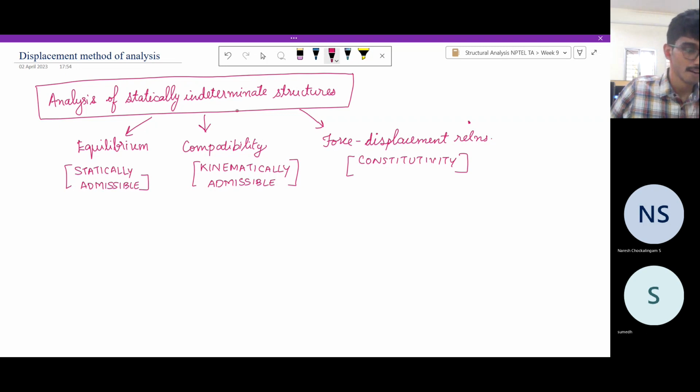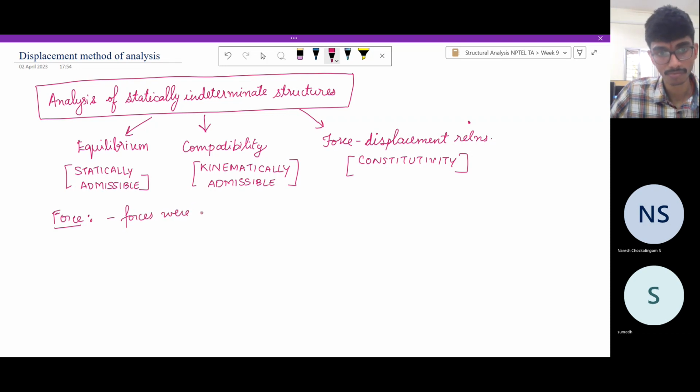So we have seen force methods of analysis. So what did we do in force method of analysis? We constructed a primary structure which is statically determinate and stable, and determined the unknown reactions using the compatibility conditions. So in force method of analysis, forces were unknowns. But the force system that we considered was automatically satisfying equilibrium and the force displacement relations. In addition, whatever additional forces that we could not determine, for that we used the compatibility conditions.